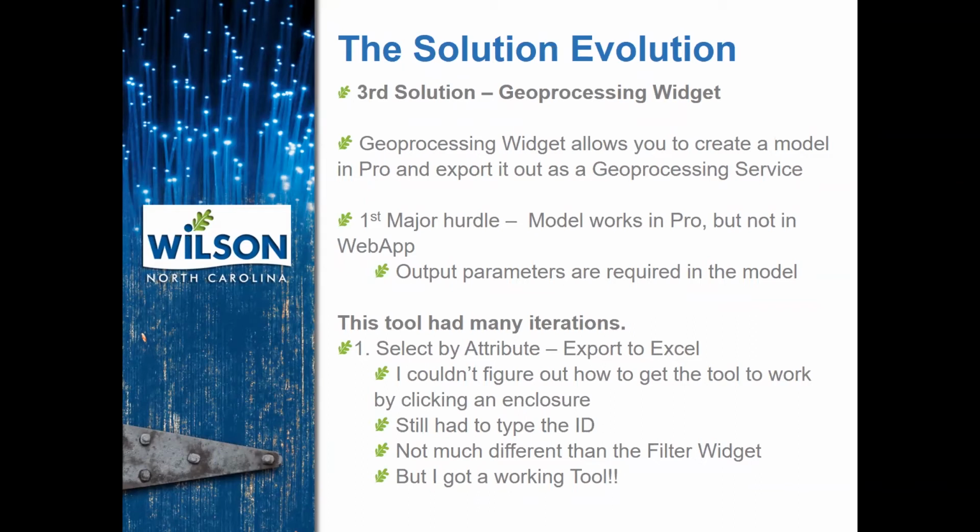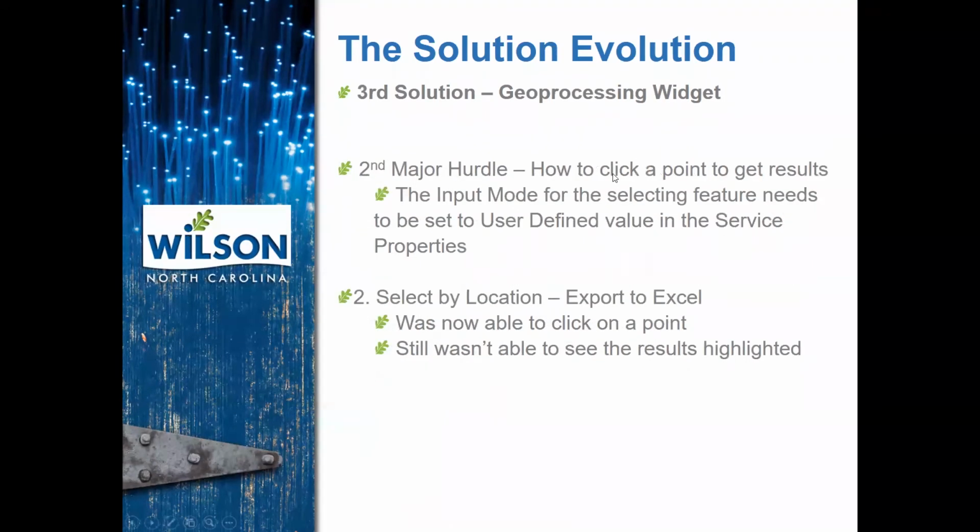I couldn't figure out how to select the point, and I couldn't figure out how to make it show up on the map, but I could use the select by attribute and export to Excel, and I can make that work in the web app. I still had to type in the ID, not really much different than what that filter widget was, but at that point I was excited because at least I got a tool that was working inside of Web App Builder. So I got a tool that was working, but I still wasn't able to actually select anything. I was just able to use an attribute to select to use as my input.